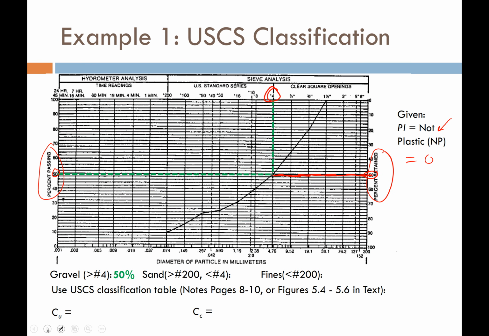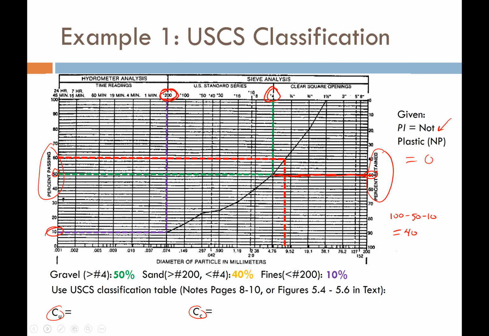Okay, next I want my percent fines. That's going to be associated with the number 200 sieve, and that's the percent passing the number 200. So you can see that that's approximately 10%. Then the sand is just going to be 100% minus 50% minus 10%, and that's going to be the leftover. That's my amount of sand, 40%. Okay, so then according to the next step in our process, if I have less than 12% fines, I need to compute my uniformity coefficient and my coefficient of gradation.